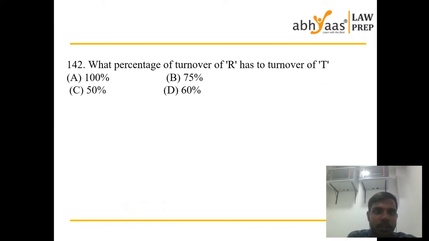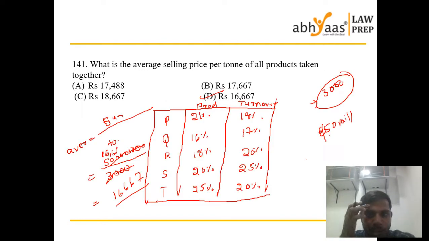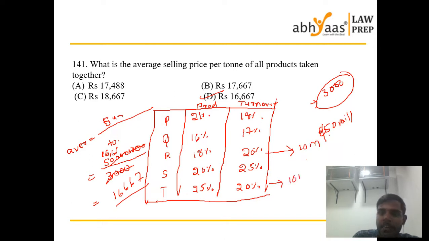For question number 142: what percentage of turnover of R is to turnover of T? People will first try to calculate the 20 percentage of turnover. 20 percentage of 50 million is 10 million. Next, they will also calculate the turnover of T, which is 20 percentage, 10 million. We have to find this 10 million is what percentage of this 10 million.